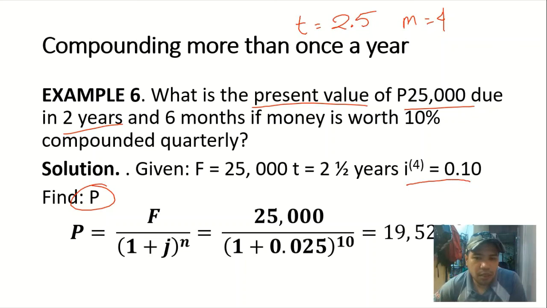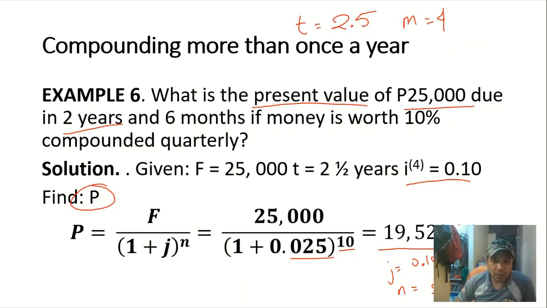So, substituting the value, J muna. J is equals to 0.10 divided by 4, and that will give us 0.025. And N is 2.5 times, ilan to? 4. So, that gives us 10. So, ito si 10 and 0.025. Okay, so na sinubstitute yung value sa formula, we will obtain 19,529.96 as the present value.